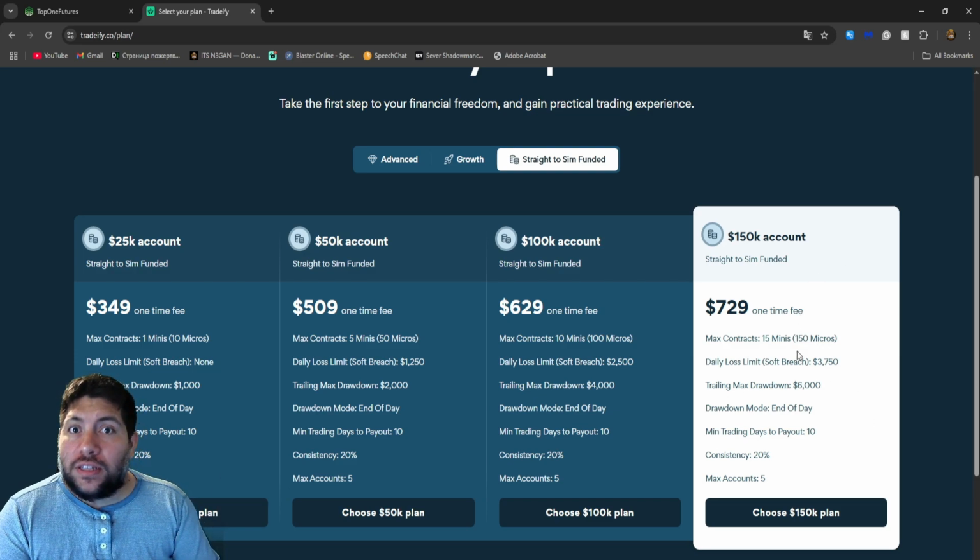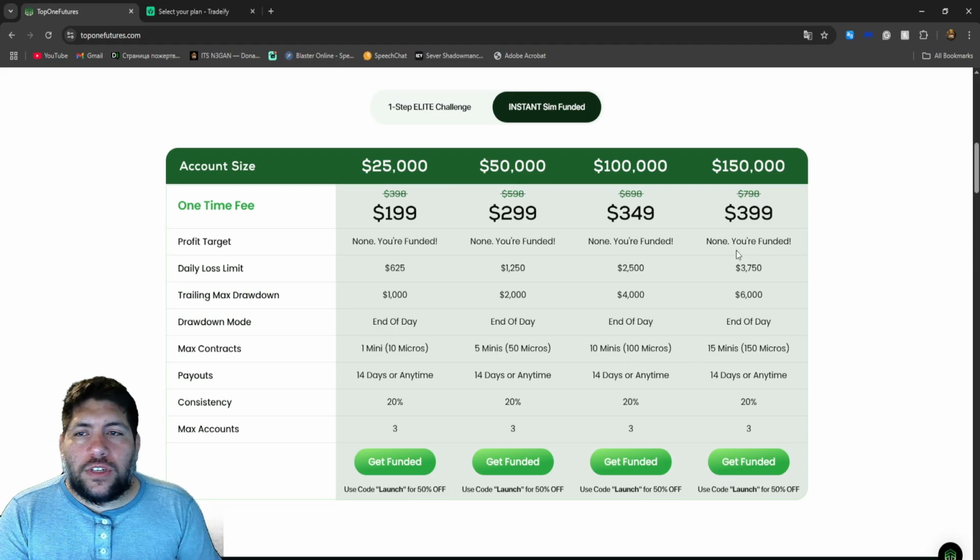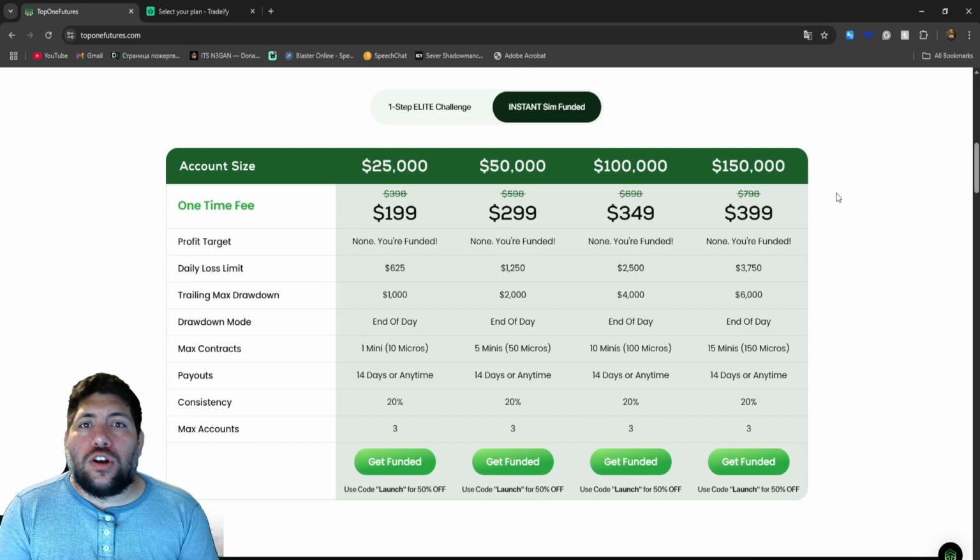Now, currently I have a 150k account with One Futures, and if you want to trade with them, right now they're a brand new company that just launched, but they are not new to the prop world. They have had a company called Top 1 Trader for quite some time, and they've been around the block. They've done $2 million in payouts. They've just created this new company for futures specifically.